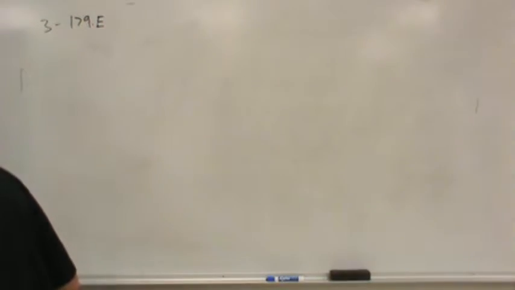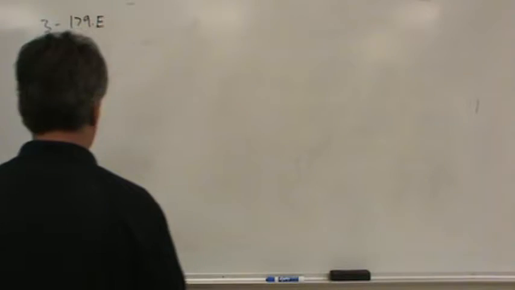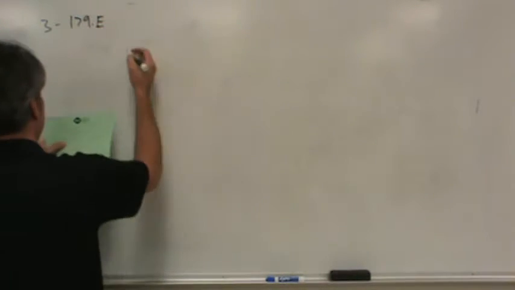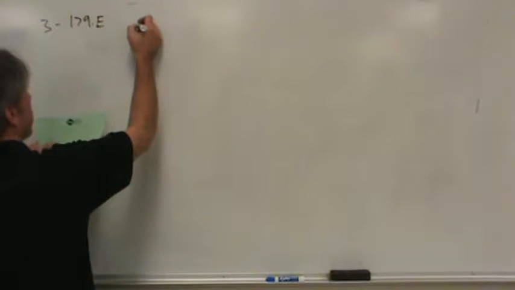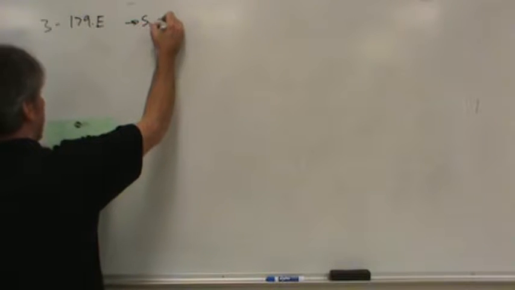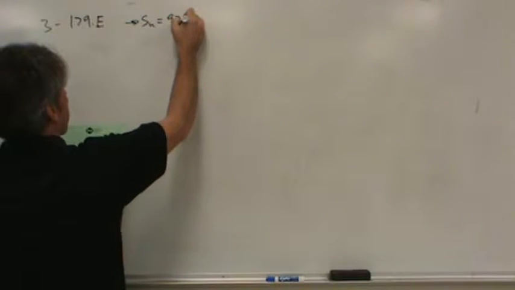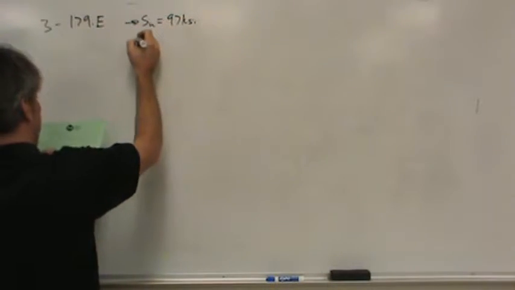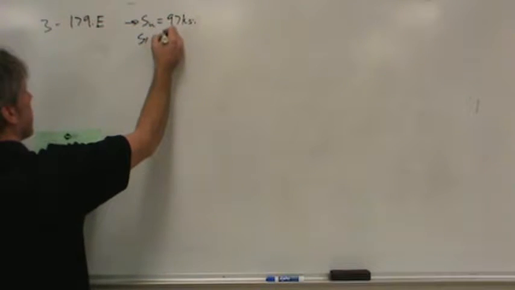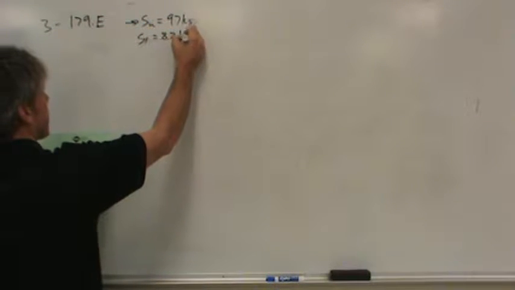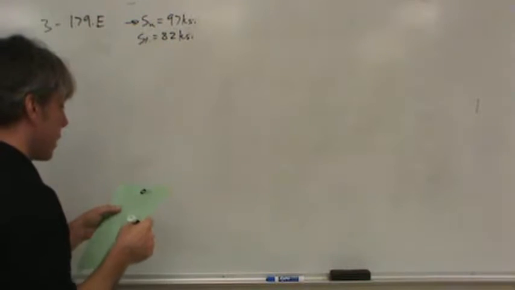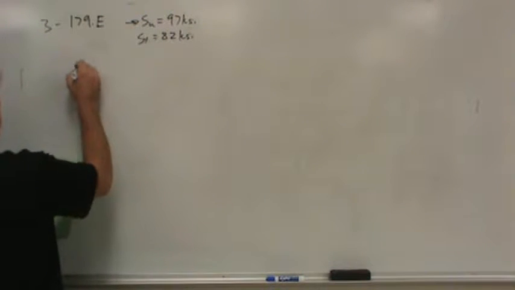Now, as we analyze these, I'll go through and describe what they are in a little more detail. We're in a bit of a hurry here for time. So the material, when we look it up, has an ultimate strength of 97 KSI, and the yield strength is 82 KSI. So there are some material properties that we will need. And let's just jump into it for part A.